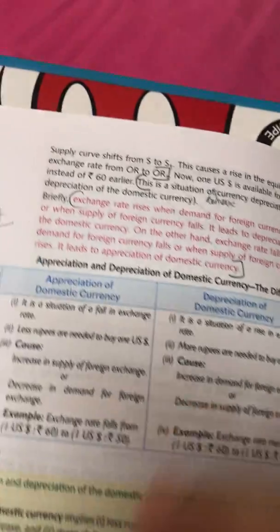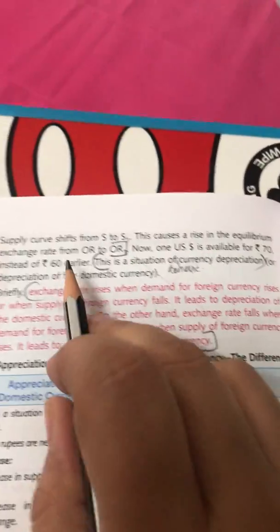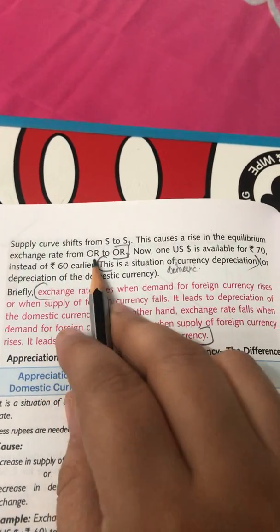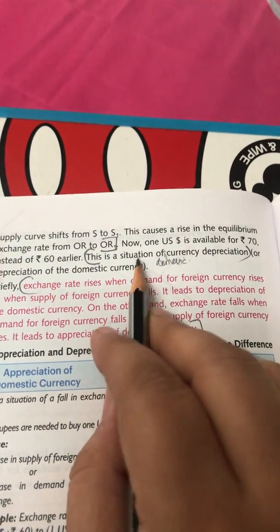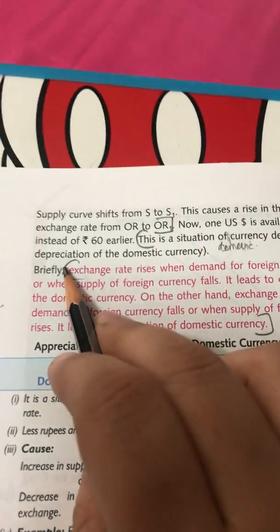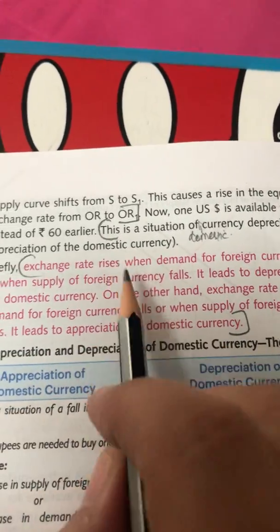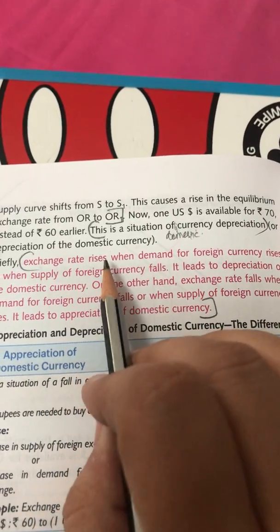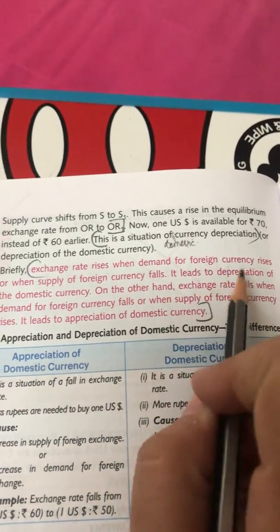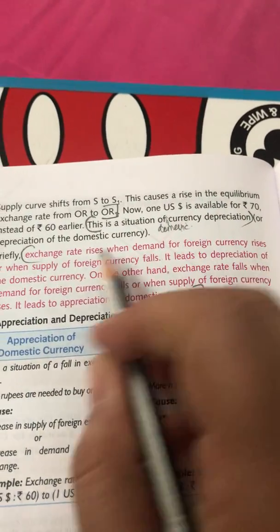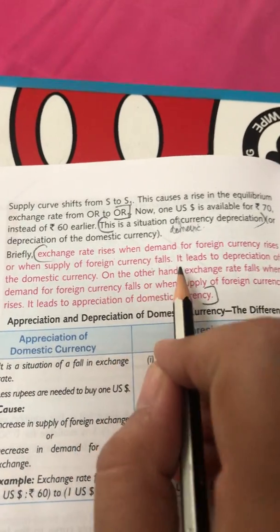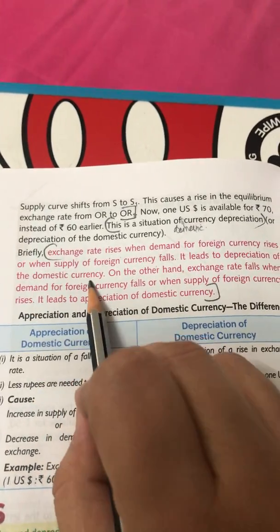As you can see here, the supply curve shifts from S to S1. This causes a rise in equilibrium exchange rate from OR to OR1. This is a situation of currency depreciation or depreciation of domestic currency. So altogether what we can say is exchange rate rises when demand for foreign currency rises. Naturally, the exchange rate is going to increase when the demand for foreign currency rises or when supply of foreign currency falls.